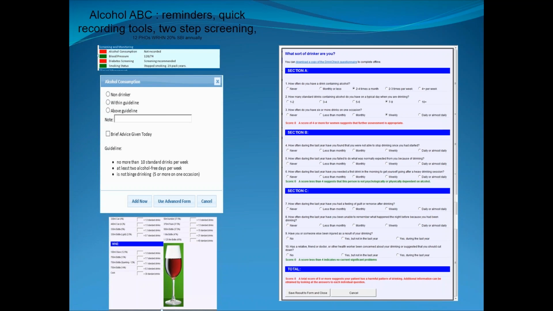So if you've got this in your system, that's great. You can use it through the ABC tool. If you haven't got access to this there, the same tool is available on alcohol.org.nz, and it's very easy to access and very easy to use as well.